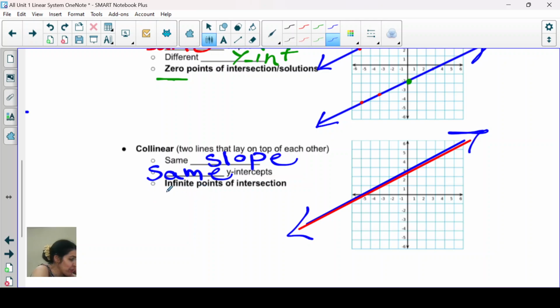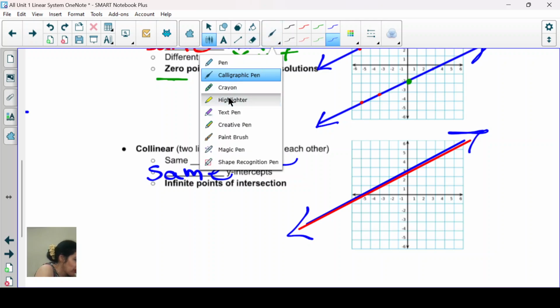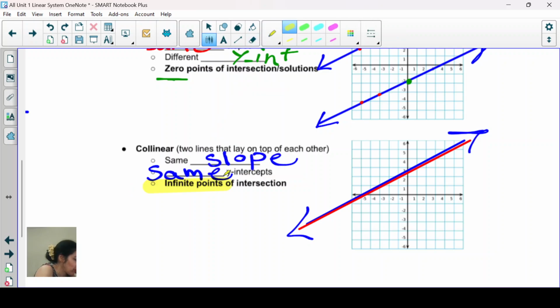And they have infinite points of intersection. It means that here they have infinite points of intersection. See, all these points on this line belong to both of them. So infinite points of intersection.